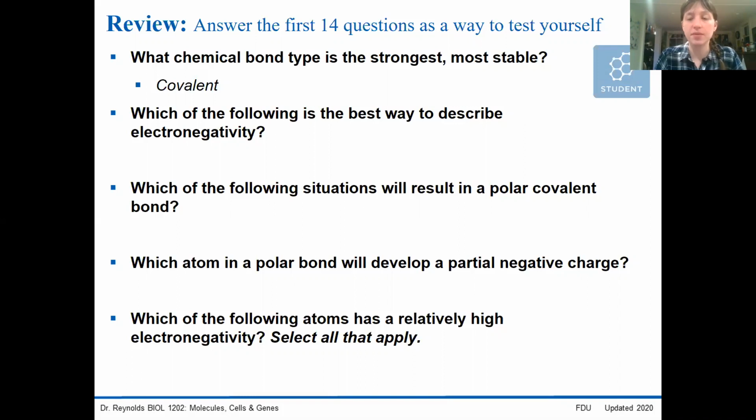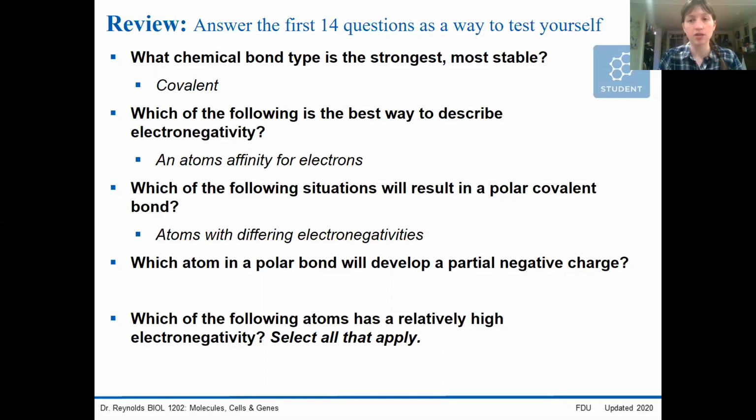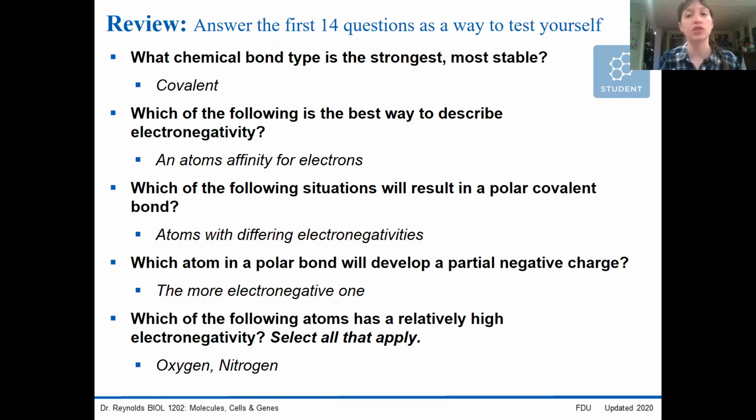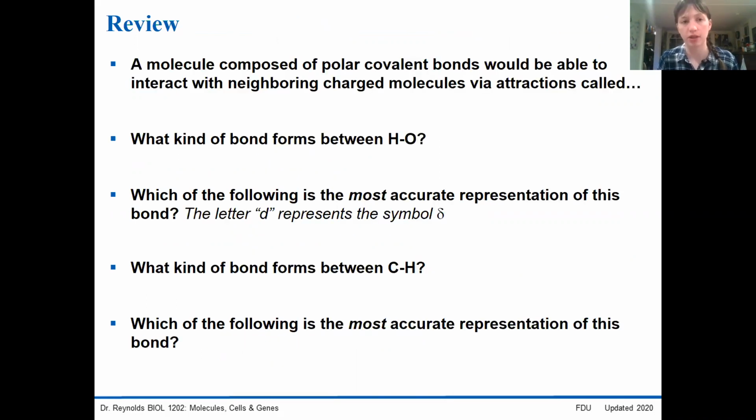Now, which of the following is the best to describe electronegativity? It's an atom's affinity for electrons. And a polar covalent bond occurs when atoms on either side of a covalent bond have different electronegativities. This is because the more electronegative atom is going to have greater affinity for electrons, and that electron is going to spend more time around that more highly electronegative atom. That institutes a partial negative charge because the electron brings that negative charge with it. And this would be oxygen and nitrogen when we're dealing with biologically important molecules.